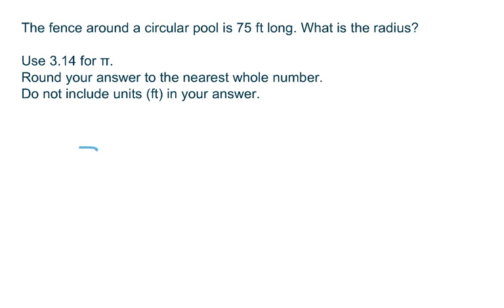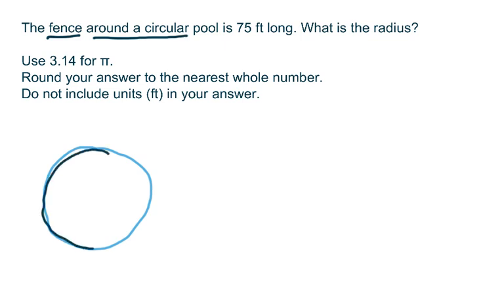For me, the best way to start this problem is to do a quick sketch. So here's the circular pool. And then it says we're looking for the fence around the circular pool. As soon as I start to hear people talking about going around a circular item or object, I know that I'm talking about circumference. And so I now know that the circumference is 75 feet.